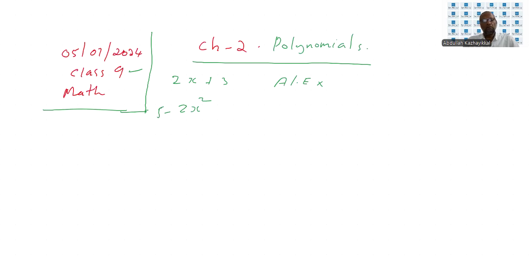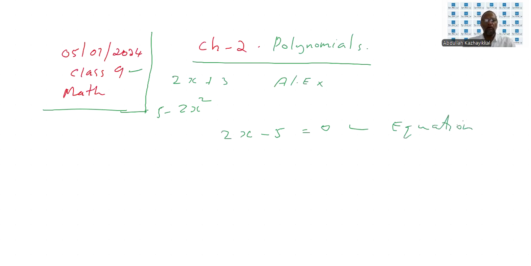Then suppose an equal sign is there, that is an equation. 2x minus 5 is equal to 0. It is an equation. That means an algebraic expression with an equal sign is called an equation. An equation we can solve.